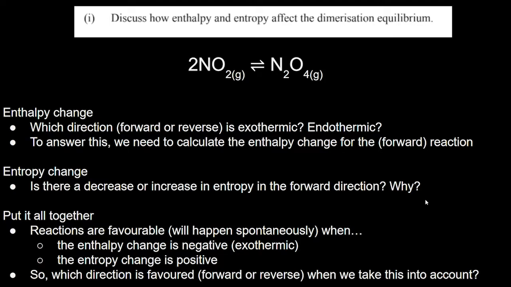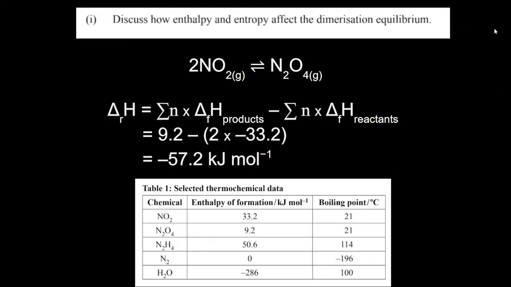Okay, so the first thing we should do is calculate the enthalpy change of the forward reaction. We're going to use a familiar equation where we take the sum of the enthalpies of formation of our products and subtract from that the sum of enthalpies of formation of our reactants. This is a quick process since we only have one product and one reactant. In the end, we get an exothermic energy change of negative 57.2 kilojoules per mole. The main point is that it's exothermic. That increases the favorability or likelihood that the forward reaction is more spontaneous or more favored.